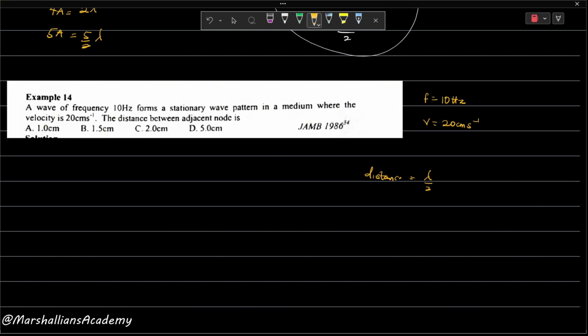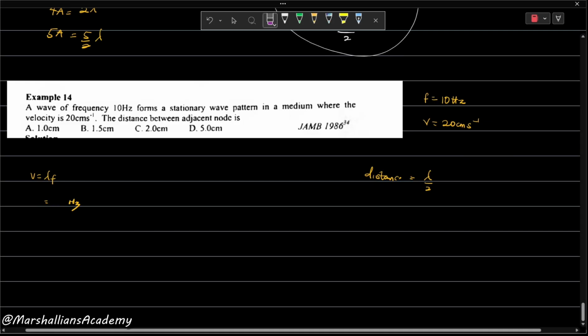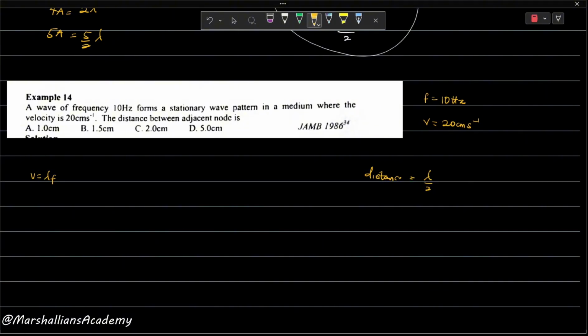So let's first come back: what's the relationship between V, lambda, and F? We have an equation that says V is equal to lambda F. Are we together? So what is our V? We have our V to be 20 centimeters per second, equal to lambda F. And what is our F? 10 hertz. I always like converting all my centimeters to meters. It makes my calculation easy. So 20 centimeters is 0.2 meters.